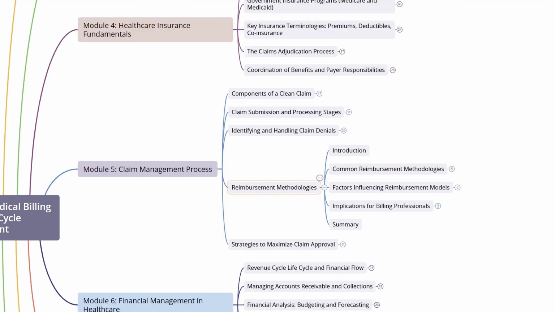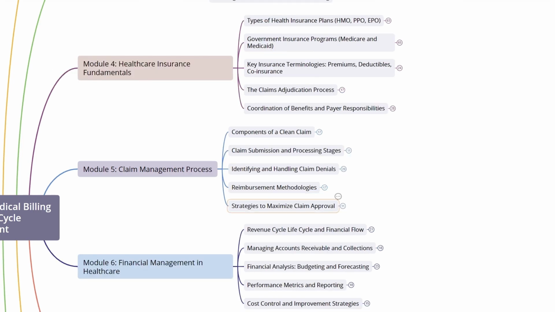Next, reimbursement methodologies. Different payment models, such as fee for service, bundled payments, capitation, and value based models, affect how healthcare providers get reimbursed. Understanding these methodologies helps in planning workflows, negotiating payer contracts, and maximizing revenues.